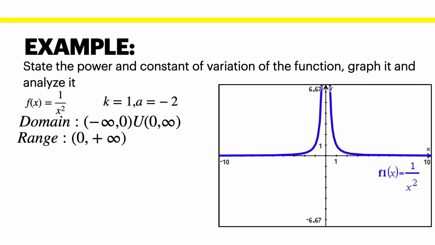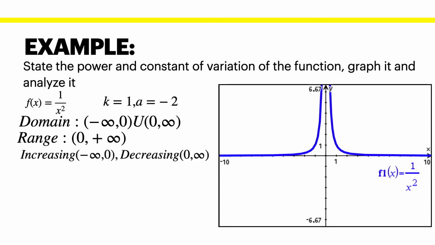For the range, we have this. Since our graph never touches the negative part of y, we can safely assume that the range starts from 0. Note that the open parenthesis indicates that the value should never be 0, but approaching 0, and it goes all the way to positive infinity.